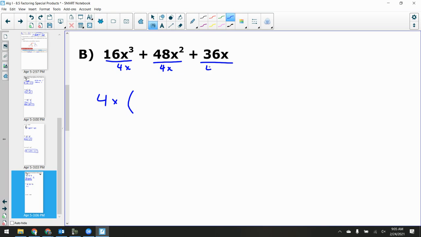See, back in section 8.2, this is all we did. We just factored out a GCF. Now we're doing something on top of it. So 4x squared plus 48 divided by 4 is 12. Knock down the power by 1. x plus 36 divided by 4 is 9, and we remove the x.